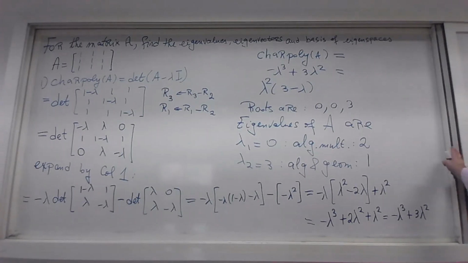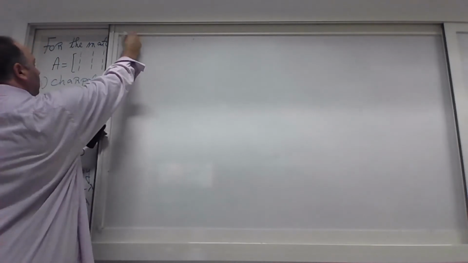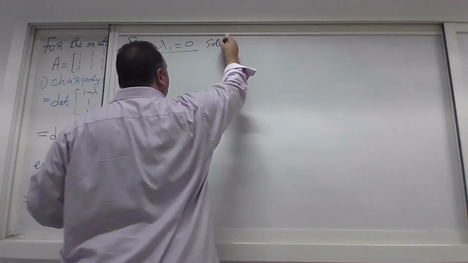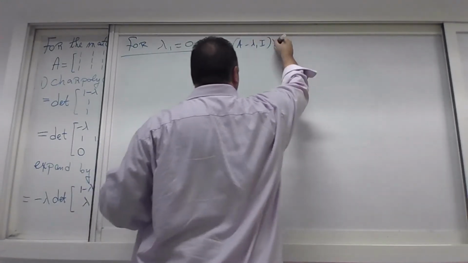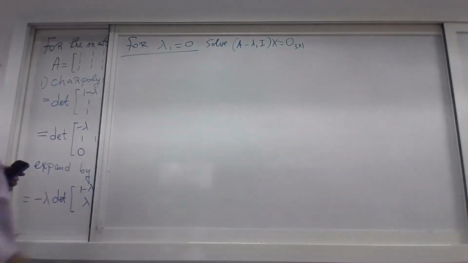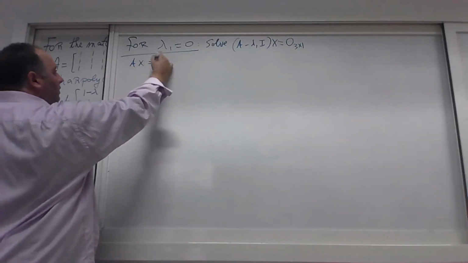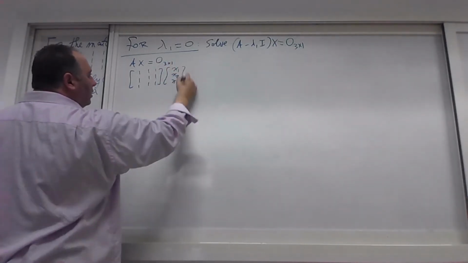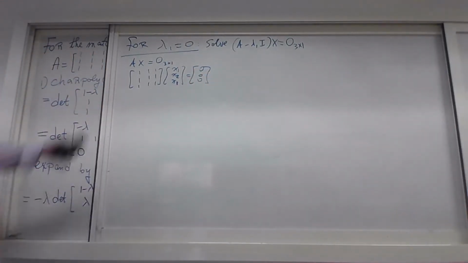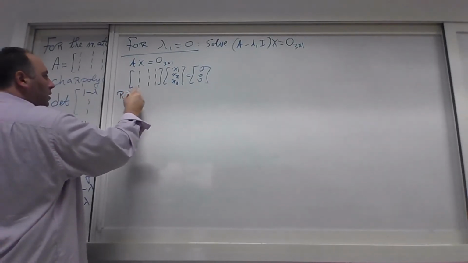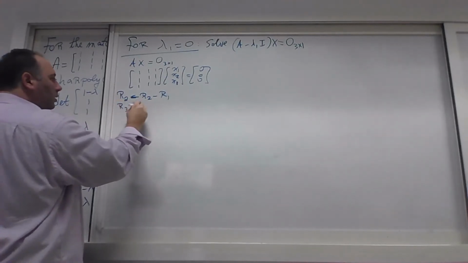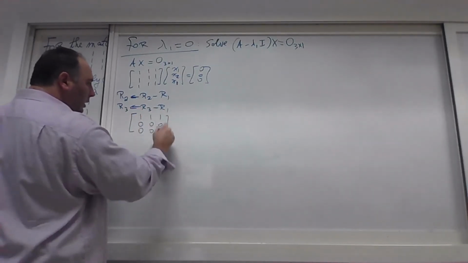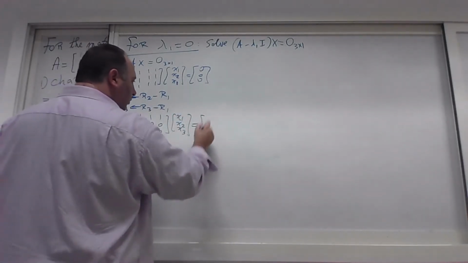Okay, so let's compute for 0, because that's the easy one. So find the eigenvectors, so I need to solve, the eigenvalue is 0, so this means Ax equals 0. So this means I need to solve the matrix with rows 1, 1, 1, times x1, x2, x3, equals 0, 0, 0. Well, applying Gauss-Jordan, it's going to be easy. Row 2 minus row 1, and row 3 minus row 1. Get 1, 1, 1, 0, 0, 0, 0, 0, 0, times x1, x2, x3.